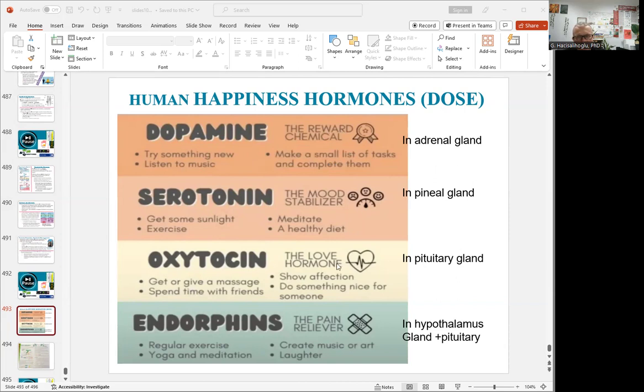O is oxytocin, which is the love hormone. Get or give a massage, spend time with friends. It's in the pituitary gland. S is for serotonin, which is the mood stabilizer. Get some sunlight, exercise, and you can increase serotonin levels, which is in the pineal gland. And then E is endorphins, the pain reliever hormones. Regular exercise, yoga, meditation, laughter can increase endorphin levels, which are found in the hypothalamus and pituitary gland.